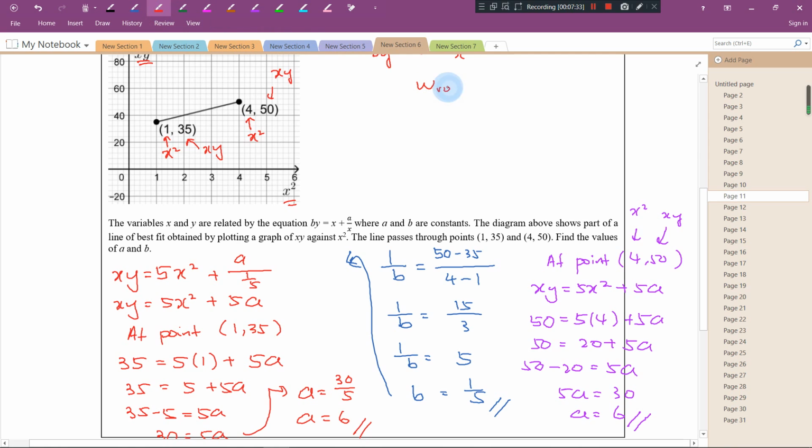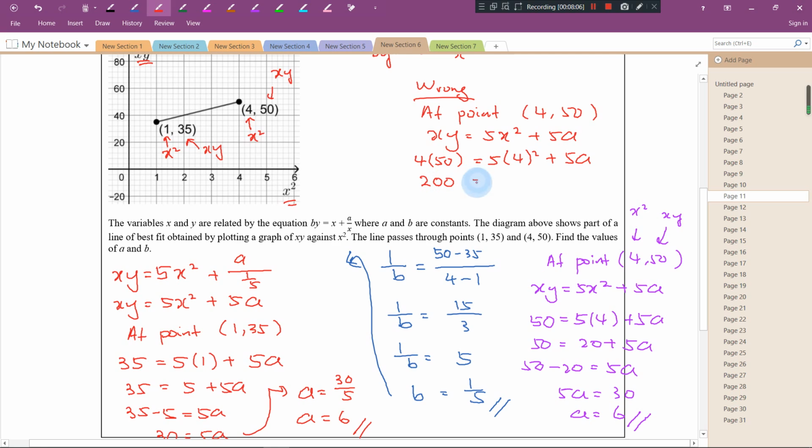So this is wrong. Let's say at point 4, 50. Let me copy the function first. xy squared plus 5a. So I write 4 times 50, then 5x squared, 4 squared plus 5a. Okay, let's see whether we can get the correct answer or not.